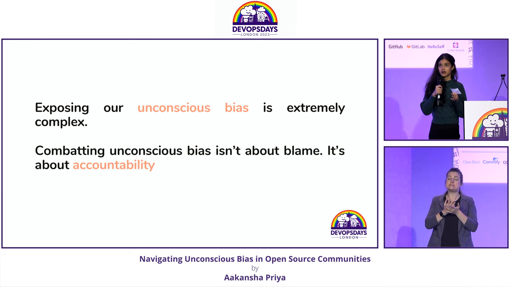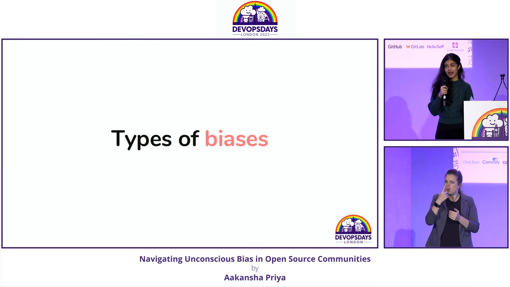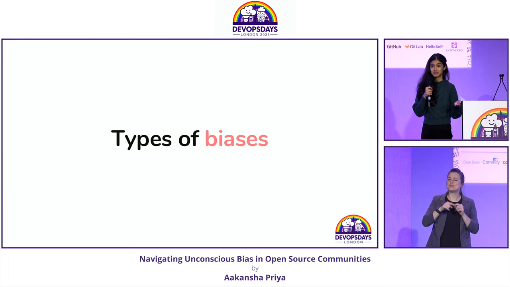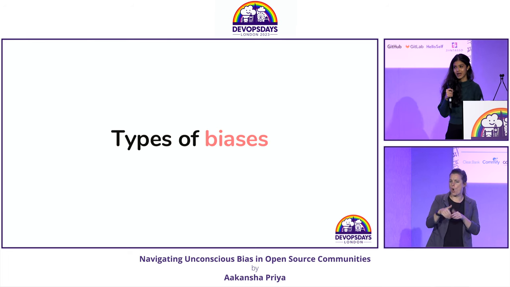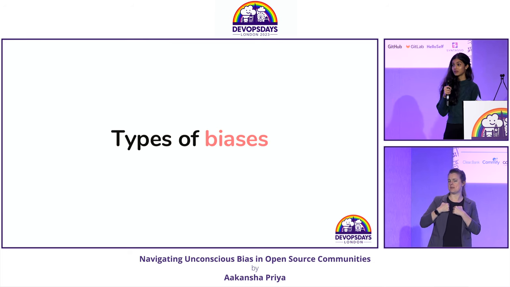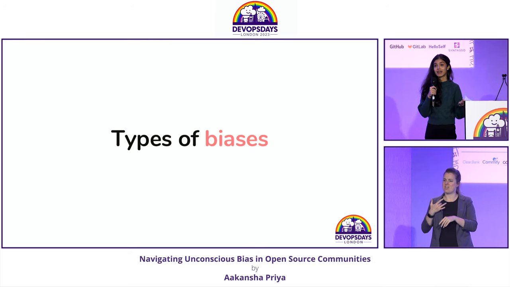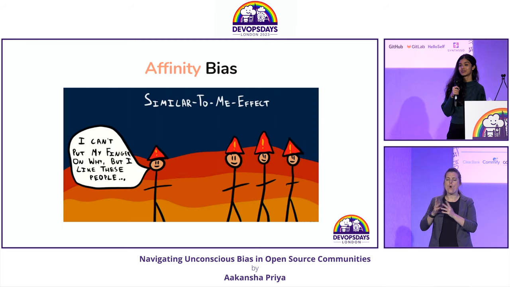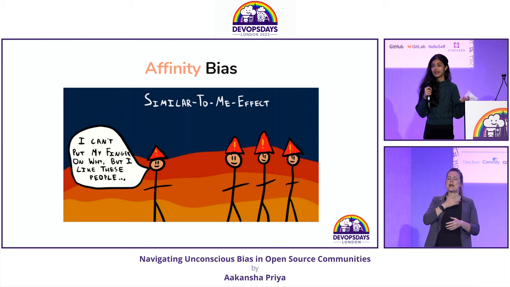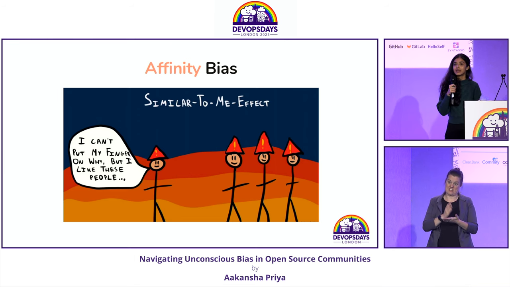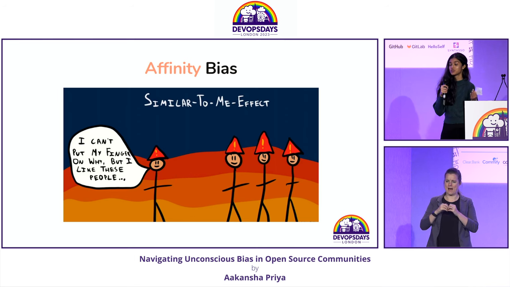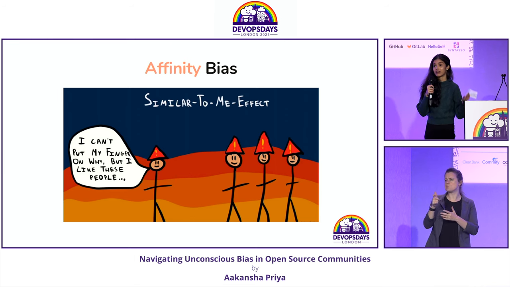There are a lot of biases, and I will try to cover quite a few of them which are quite common. The first one that will come up is affinity bias. It's like a similar-to-me effect. I am biased towards people whom I feel comfortable with, and I'm biased against people I'm not comfortable with. So there is a likability factor that gets involved in this affinity bias. Then comes the ageism bias, where I'm having a feeling of persuasion towards people on the basis of their age.